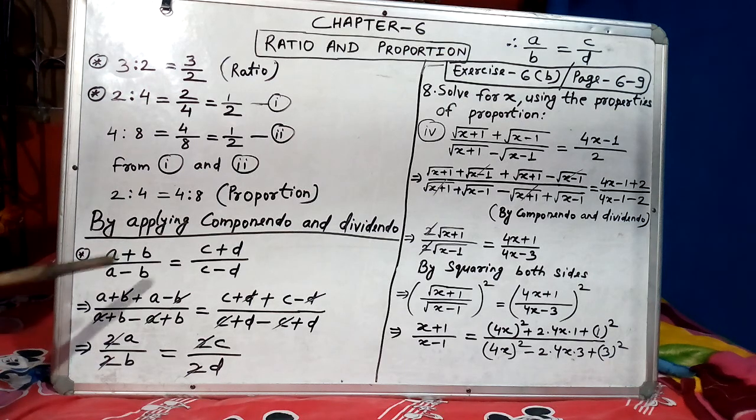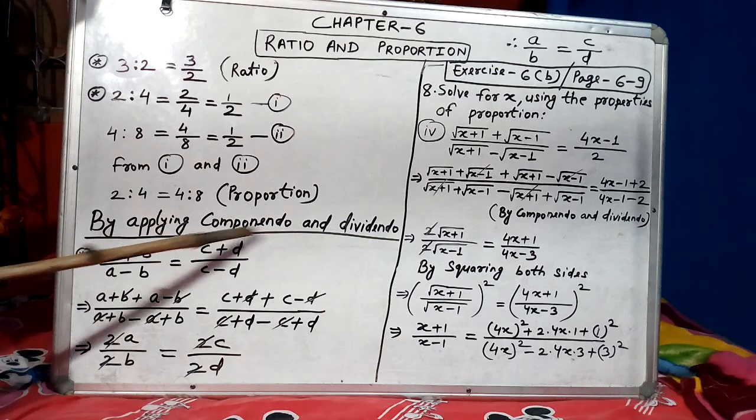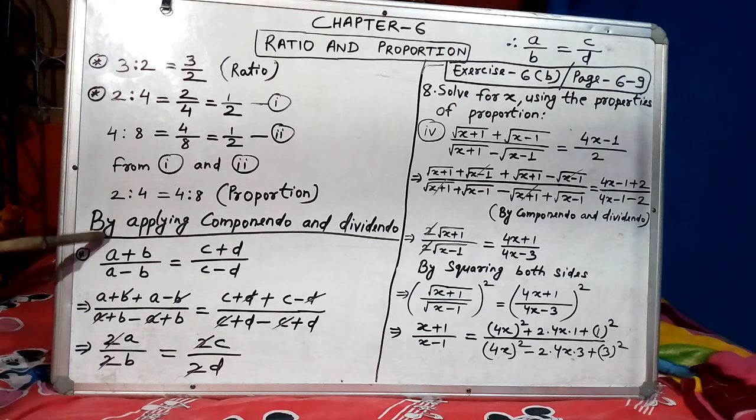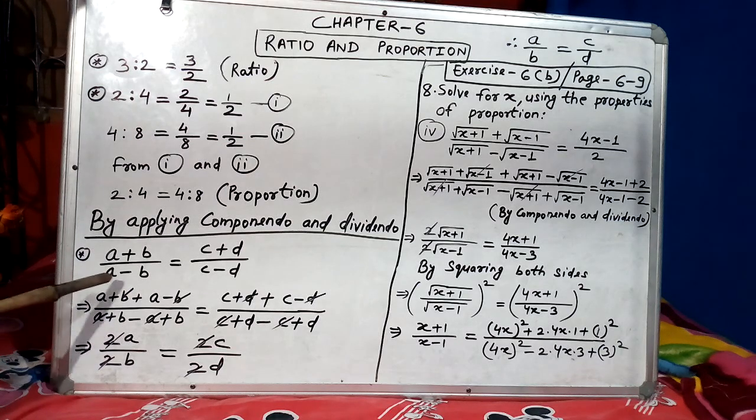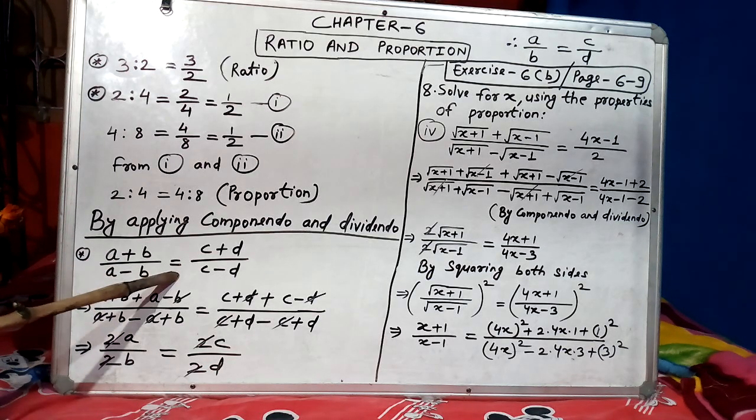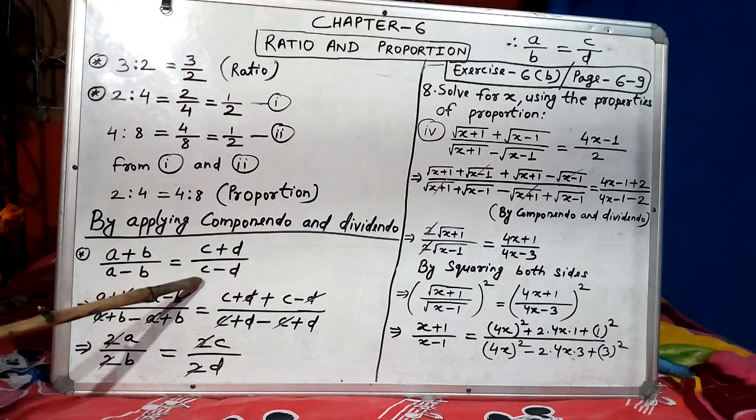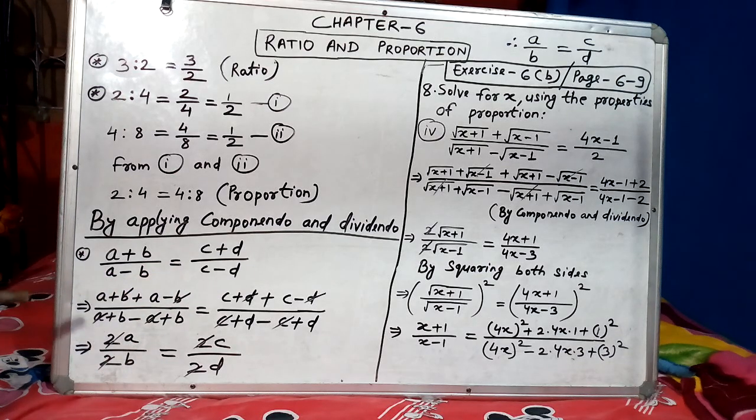Now let me also explain one more new property, and that property's name is componendo and dividendo. I have written here by applying componendo and dividendo. Let me explain componendo dividendo with the help of an example. Suppose we have (a plus b) by (a minus b) equal to (c plus d) by (c minus d). And now how to apply componendo and dividendo in this expression? Please note it down very carefully.